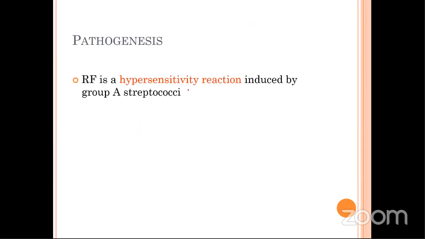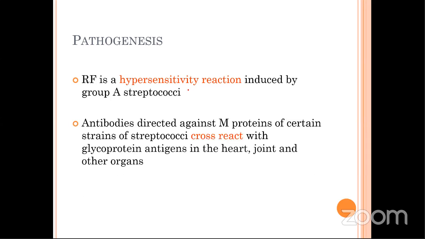So what is the pathogenesis behind rheumatic fever? As I told you, rheumatic fever is immunologically mediated. And what kind of immunological reaction? It is a hypersensitivity reaction induced by group A streptococcus. Some antibodies which are directed against the M proteins of certain strains of streptococcus cross-react with the glycoprotein antigens in the heart, joints, and other organs. Now, suppose this is the streptococcus, and it has an antigen here. Suppose this has an antigen, and you have an antibody to it.